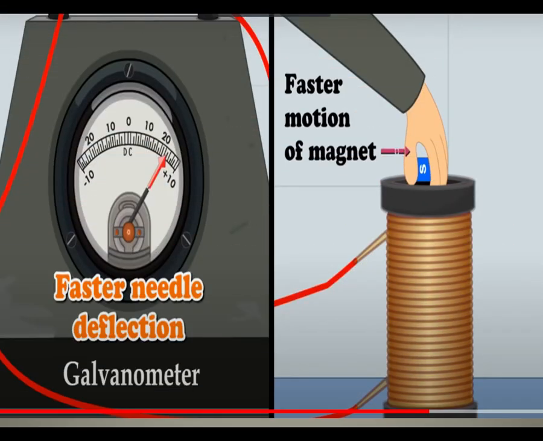Now we see the faster we move the magnet, the faster the needle will deflect on the galvanometer. If the magnet is moved faster in the coil, the needle will deflect faster. But if the movement of the magnet is slow, the needle will show a slow deflection.